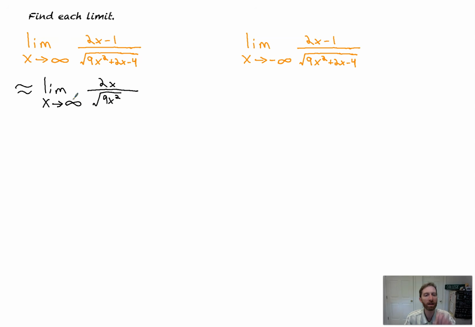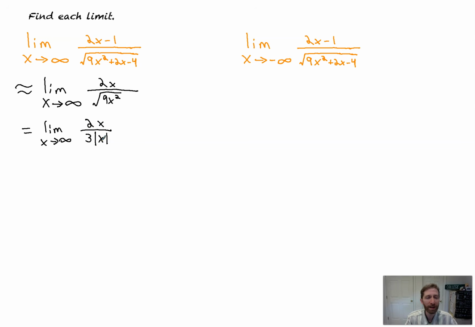So if we plug in infinity, you essentially have, well, let's take another look at this. We're going to have 2 times infinity over root 9 times infinity squared. That's not very clear, so let's simplify a little more. The square root of 9 is 3. The square root of x squared, that's a funky one, but it's the absolute value of x. You might remember that from Algebra 2.